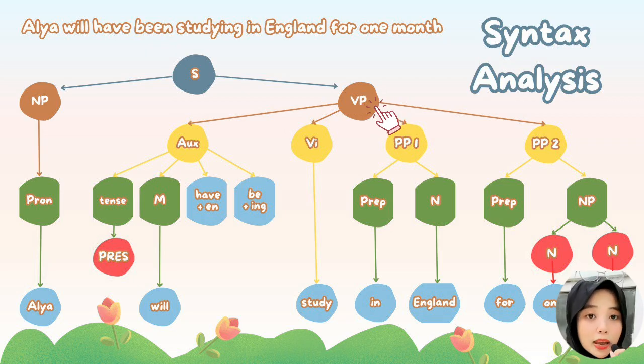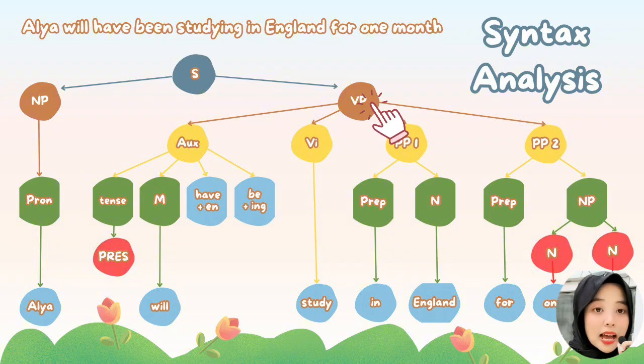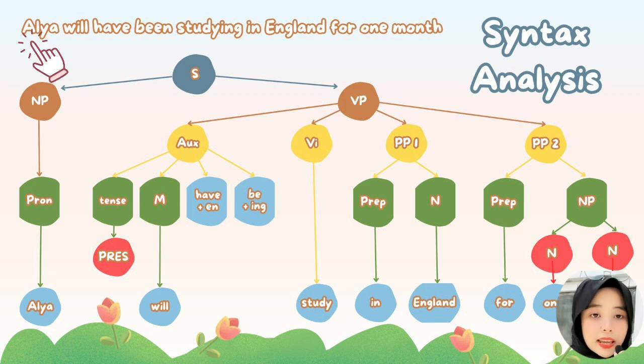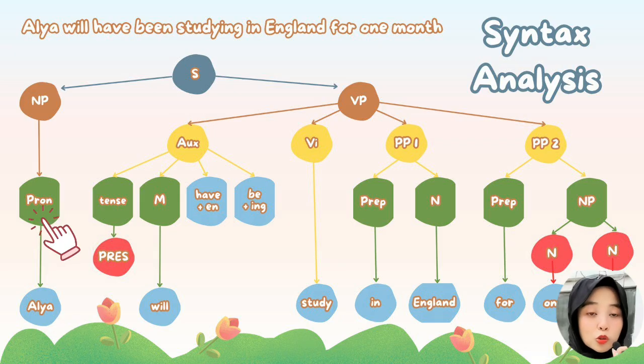So the subject or the NP or the noun phrase in this sentence is Alya. And then the VP or the verb phrase or the predicate in this sentence is will have been studying in England for 1 month. Let's break down one by one. The first is NP. The NP or the subject that I mentioned before is Alya. Alya is a subject, and Alya has a part of speech. The part of speech of Alya is pronoun. Why? Because Alya is a human, not a thing. So it's better using pronoun than noun.